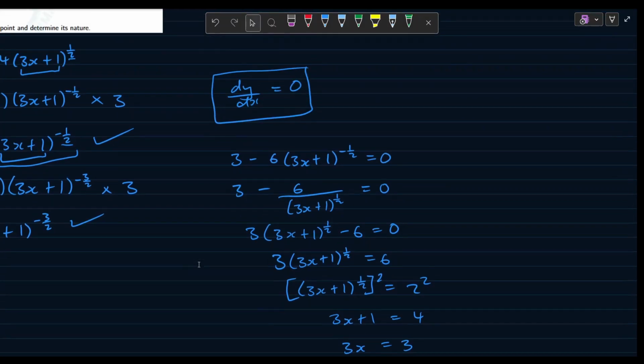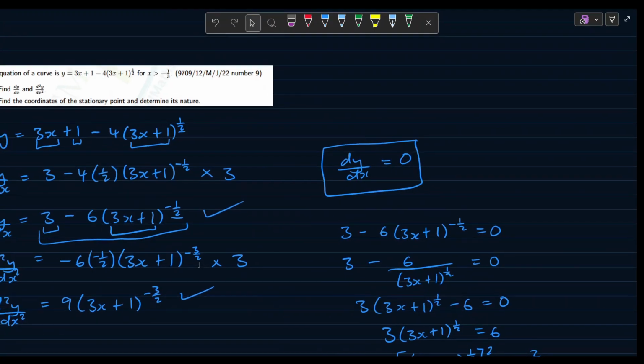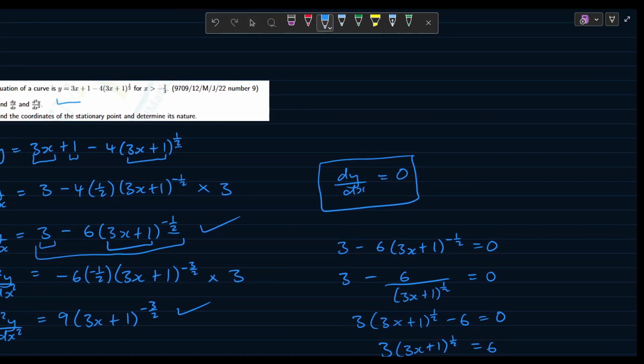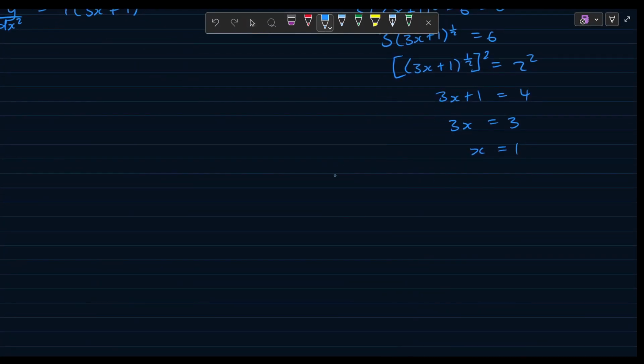Alright, so this is the x coordinate for our stationary point. To get the y coordinate, we use the equation of the curve. So we're going to substitute x with 1. So y is equal to 3 times 1 plus 1 minus 4 times (3 times 1 plus 1) to the power 1 over 2. Let's punch this into the calculator. And this gives us y is negative 4. So it means the coordinates of our stationary point are (1, negative 4).